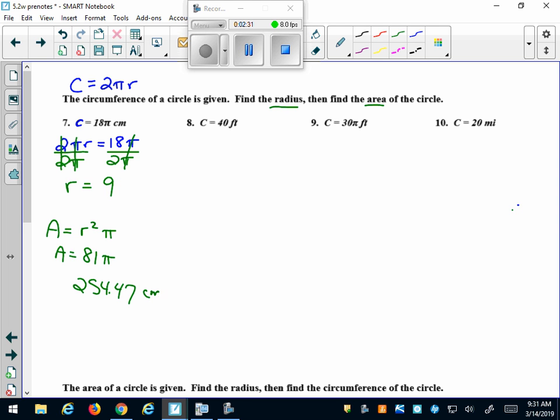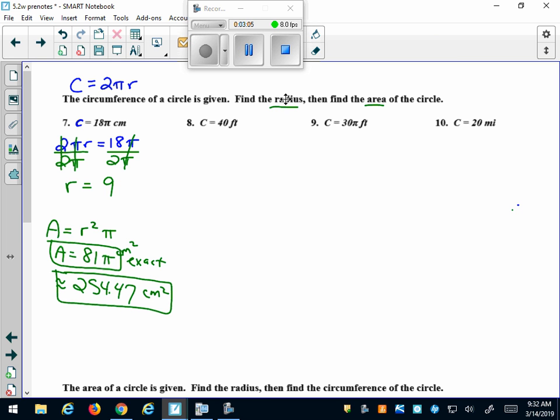Okay, so remember with area, it's square units. This is considered the exact form, and this is the approximate area. You do it for both. I just didn't label this square centimeters. Anything with area, area is always square units.